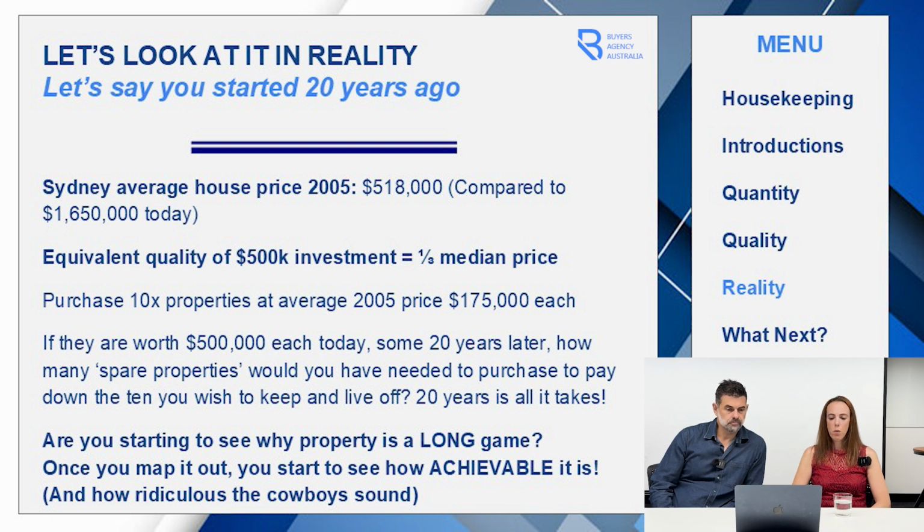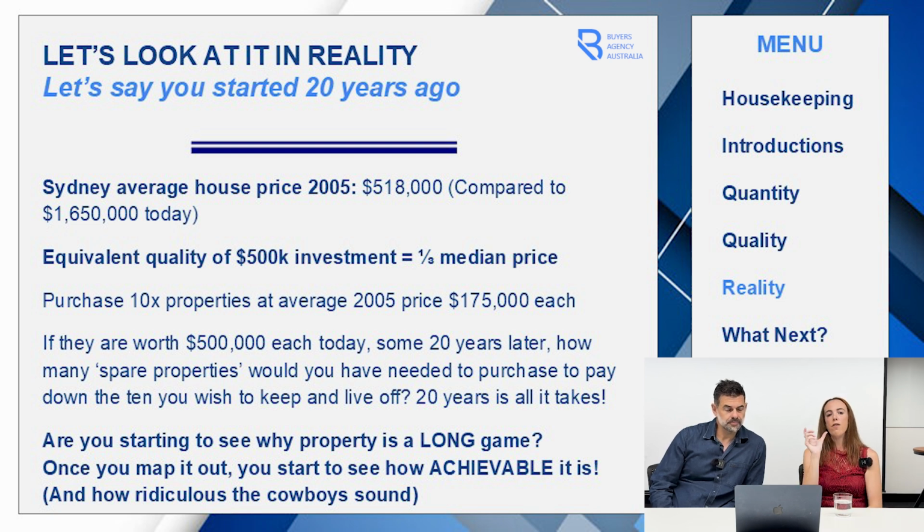Now, if those properties are worth $500,000 each today, some 20 years later, and you decided that you want 10 properties to live off, how many extra or spare properties would you have needed to buy to eliminate all those loans in today's dollars? So one $500,000 property, when you sell it, knocks out 3. So it knocks out itself plus 2 more. So for every one that you sell, you've paid down 2 that you keep. Does that make sense? Yeah.